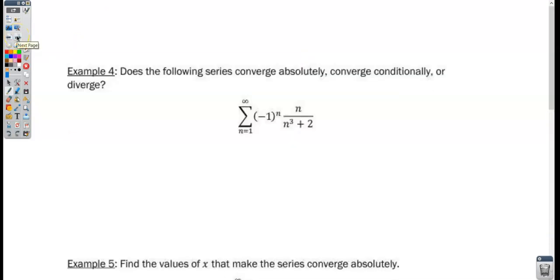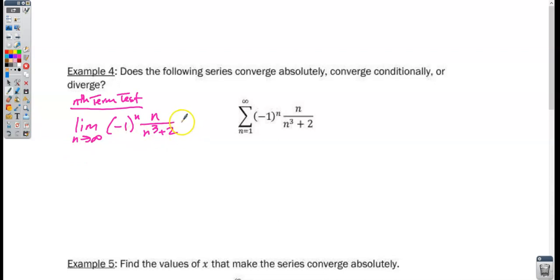Example 4, does the following series converge absolutely, converge conditionally, or diverge? We try the nth term test. And so we're going to take the limit as n goes to infinity of -1 to the n times n over n cubed plus 2. And that is going to approach 0, so the nth term test is inconclusive. Then we try and see absolutely. So we're going to test the sum from 1 to infinity of n over n cubed plus 2.